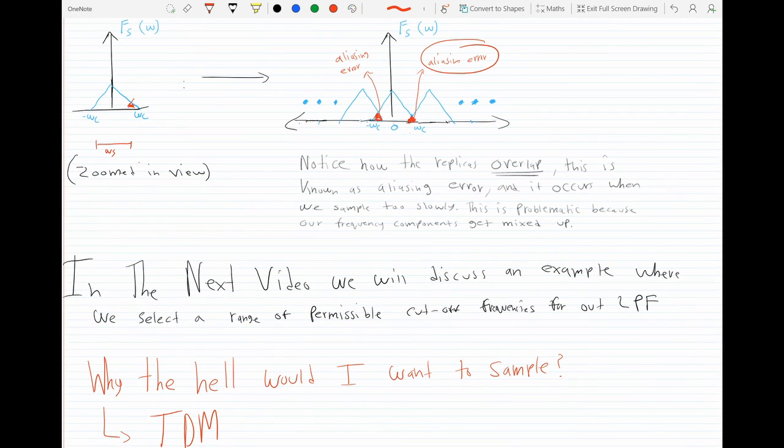Okay, hopefully in the next video we'll discuss a practical example. So maybe we'll find the range of permissible cutoff frequencies for our low-pass filter based upon the sampling theorem.